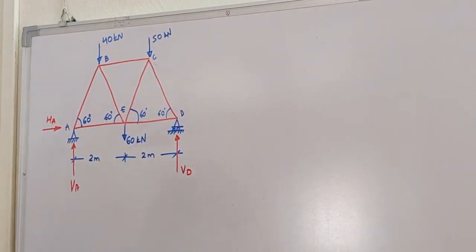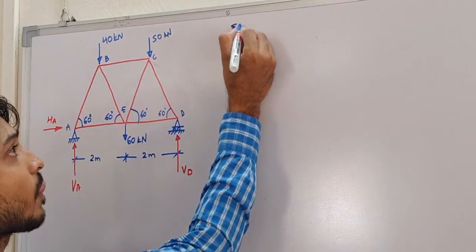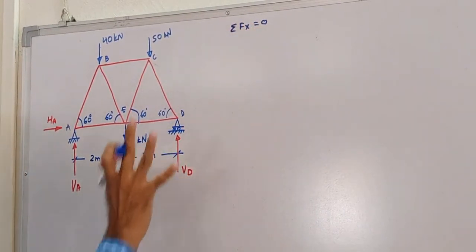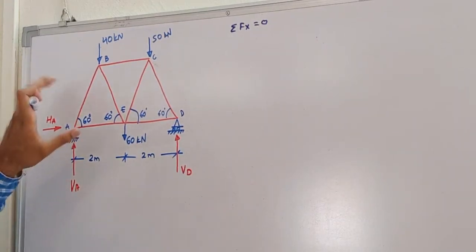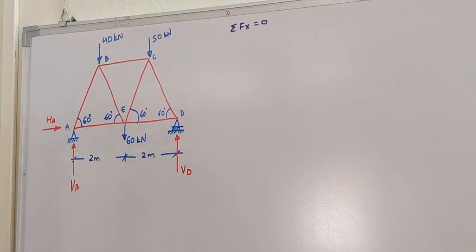For hinge we get two support reactions. So how do we calculate? We use summation of Fx equals 0. This is for calculating the reactions. Here we can take the moment, whereas when calculating the forces in the members, we don't have to consider the moment. Only for reactions can you use the moment equation also.